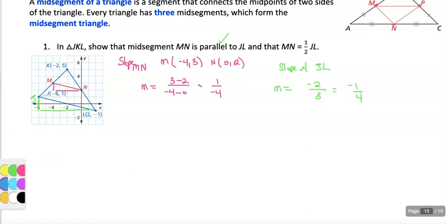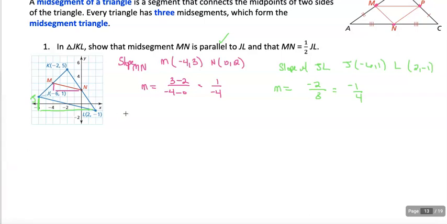I also want to show that MN is half of JL. For this one, I'm going to use my distance formula. That's one technique I use, or the Pythagorean theorem, whatever you like. So I'm going to write the coordinates of JL. J here is -6, 1, and L here is 2, -1. Alright, and let's see what we got here.